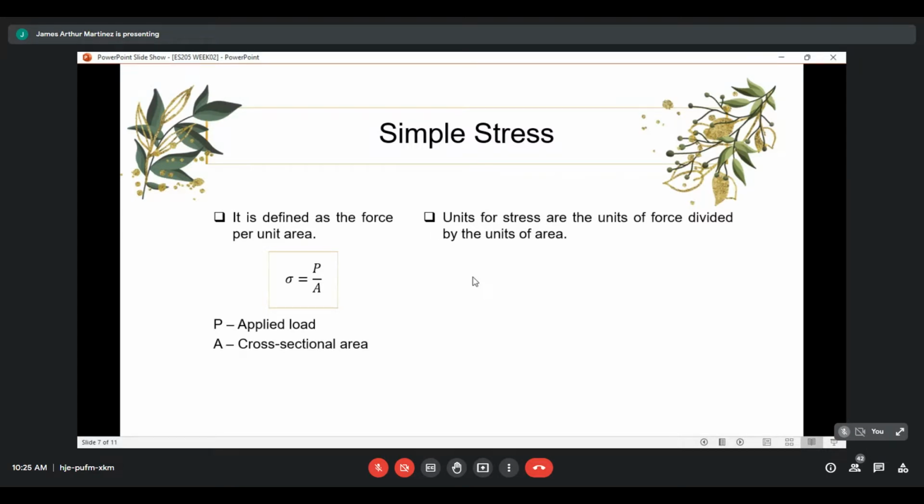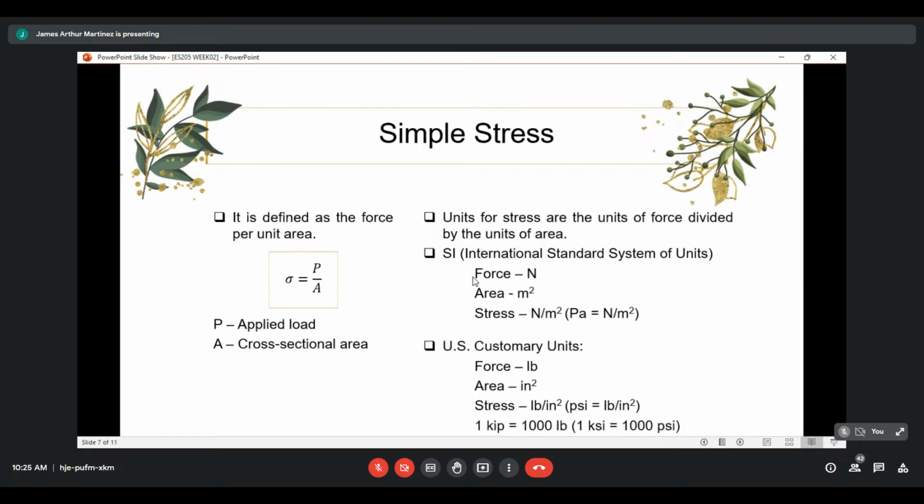So we also have units for stress. The units for stress are the units of force divided by the units of area. So we have SI units, or the International Standard System of Units. For force, it is measured in Newton, and in terms of area, it is measured in square meter. Since stress is a unit of force divided by a unit of area, our stress is Newton per meter squared, which is just equal to Pascal. So 1 Pascal is equal to 1 Newton per meter squared.